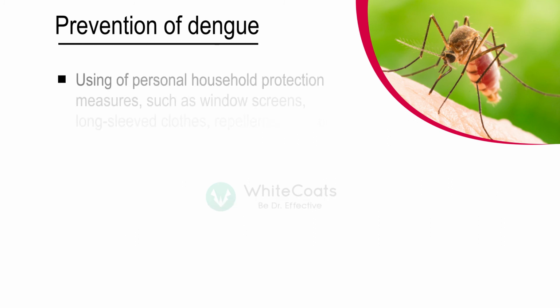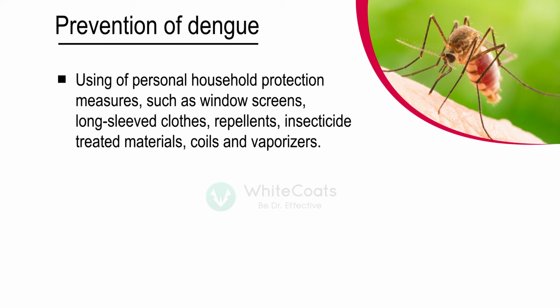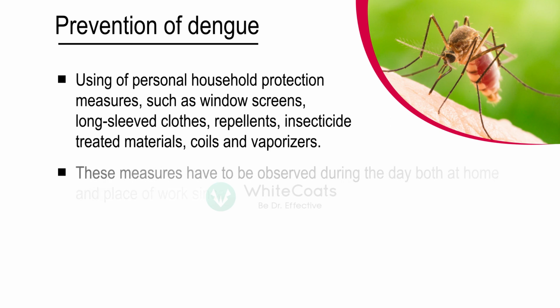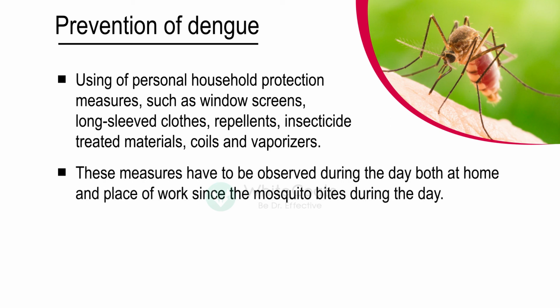Personal household protection measures include using window screens, wearing long-sleeved clothes, using repellents and insecticide-treated materials, and using coils and vaporizers. These measures have to be observed during the day, both at home and place of work, since the mosquito bites during the day.